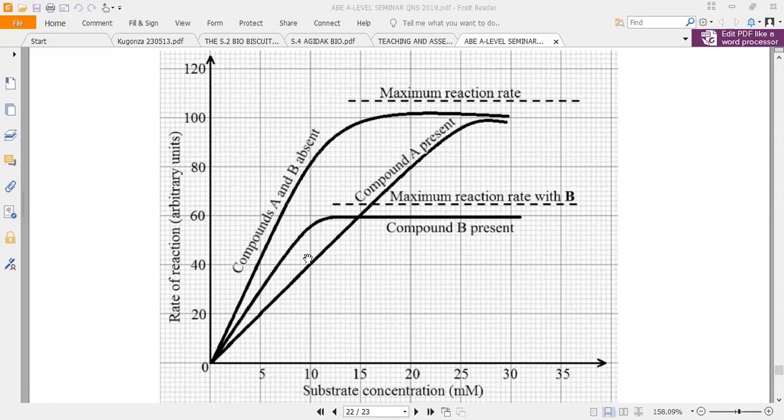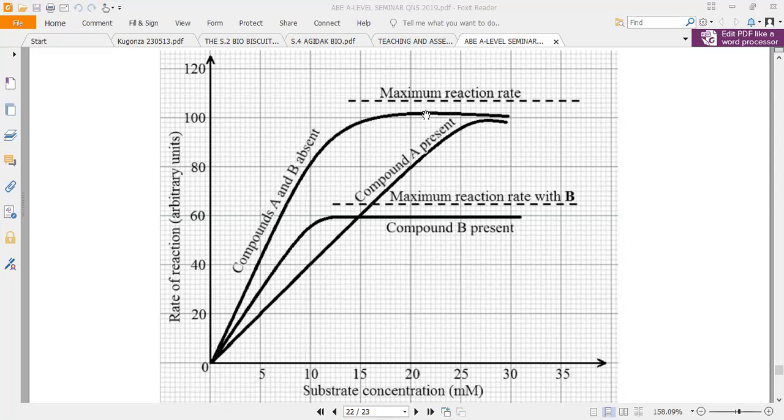However, what you ought to have said is that from 10 onwards, when you increase the concentration of the substrate, the increase in substrate concentration will not have any effect on the rate of reaction. You say, after 10 millimolars, further increase in substrate concentration does not have effect on the rate of reaction. Like that. So I hope we are now on the same page.